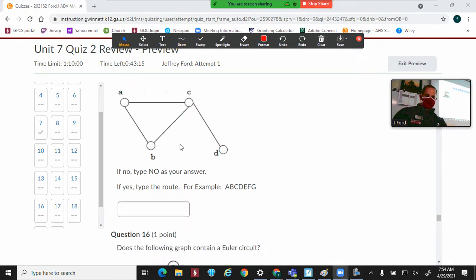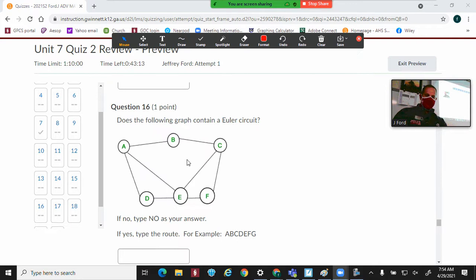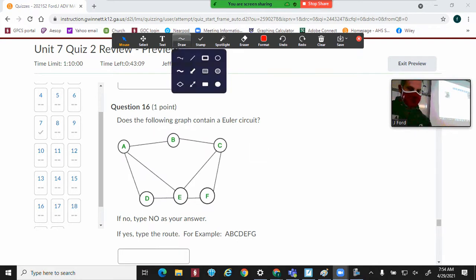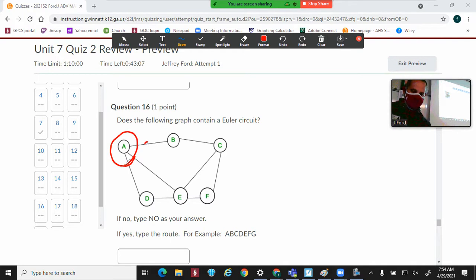All right. Let's see. Does the following contain an Euler circuit? Remember, all the degrees have to be even. And I'm analyzing. Oh, look at vertex E. Vertex A has a degree of 3. So that means the answer is going to be no.